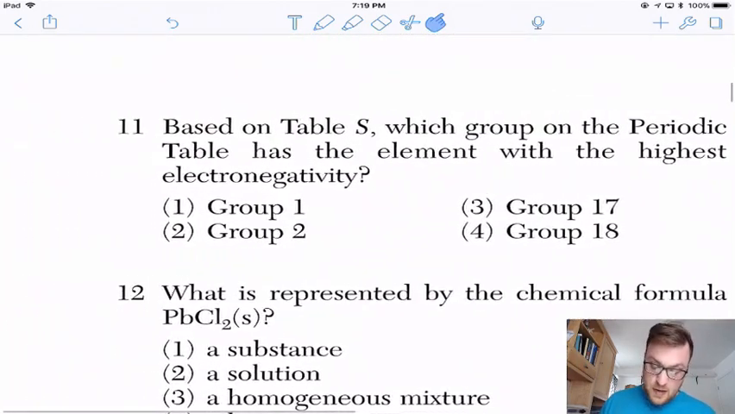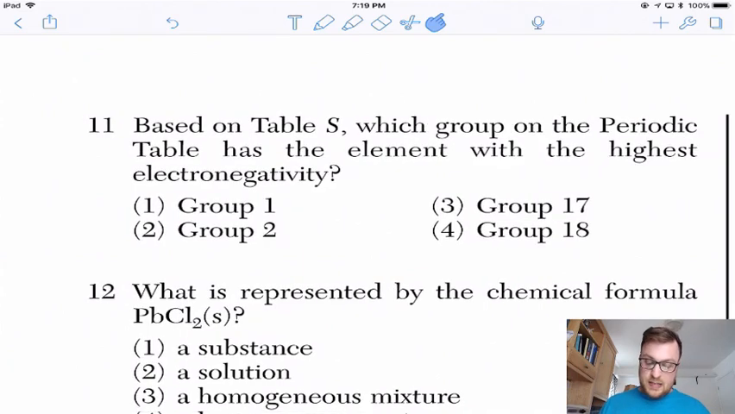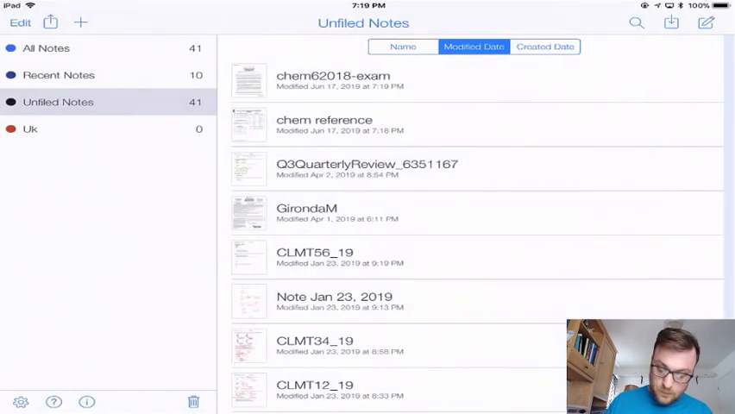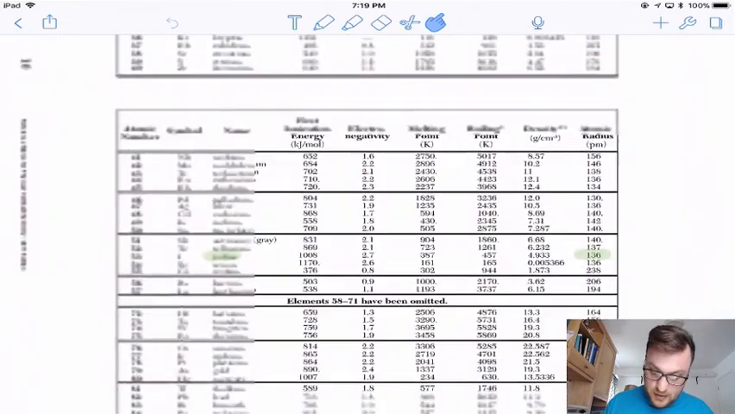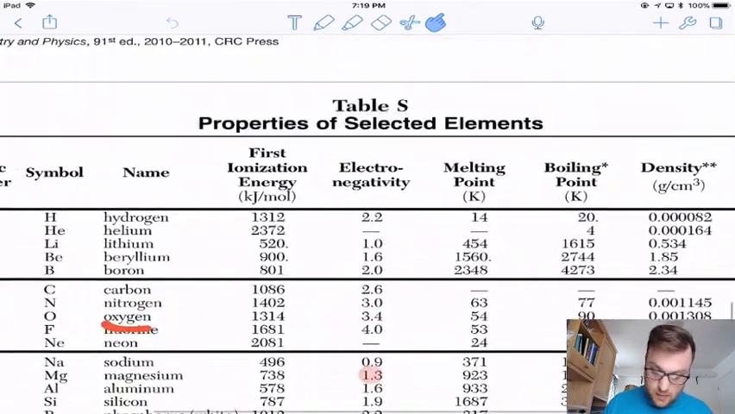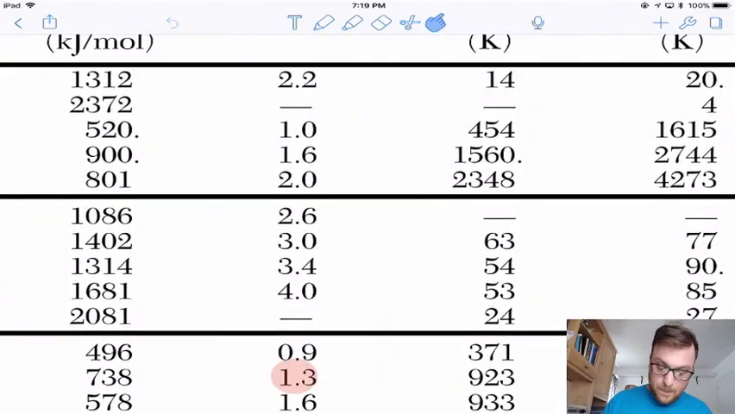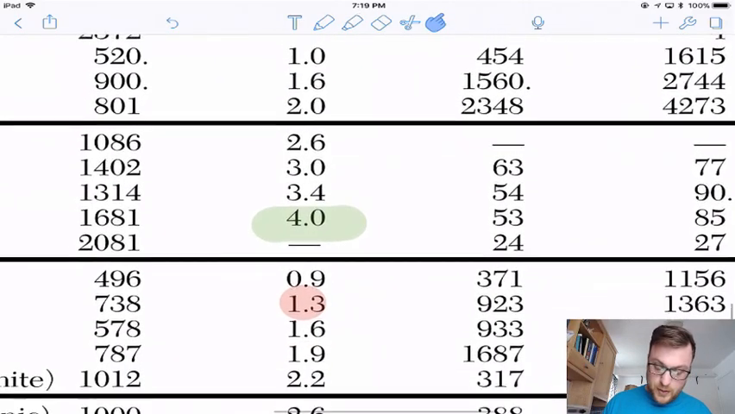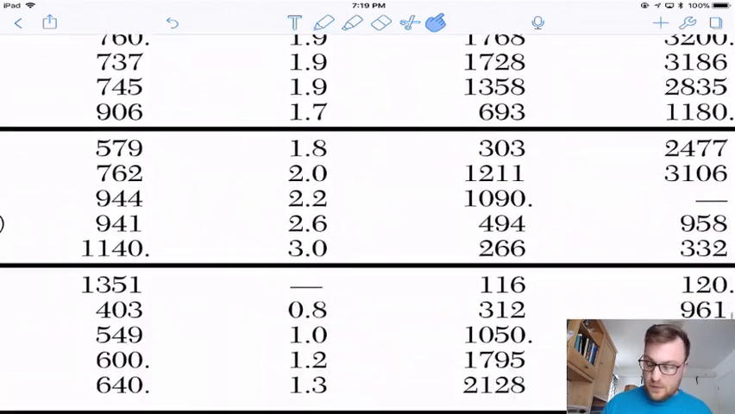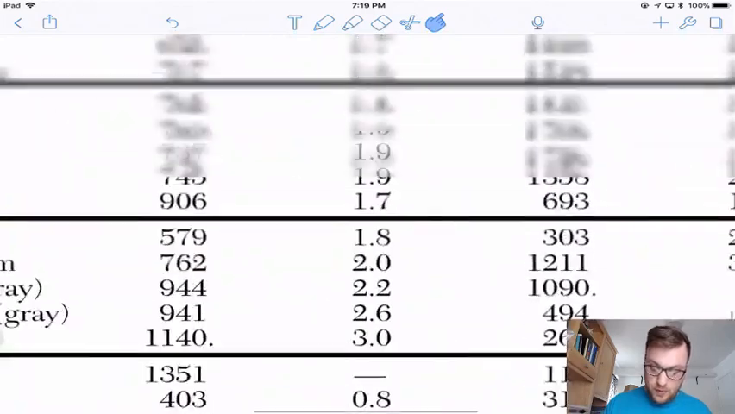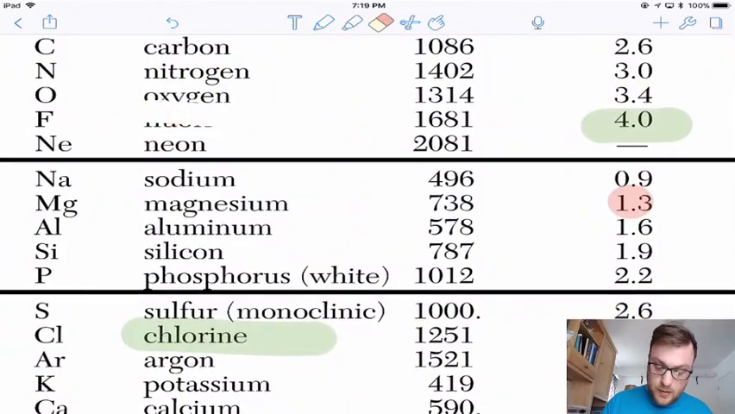Based on Table S, which group on the periodic table has the element with the highest electronegativity? So, I think the easiest way to do this was to go to Table S and find the element with the highest electronegativity, and then go back to the periodic table and figure out what group it's in. So, Table S, I'm looking at this electronegativity column right here. I'm going to look down. So far, the biggest number I see is 4. Anything bigger than 4? Nope. 4 is the highest one. 4 is fluorine.